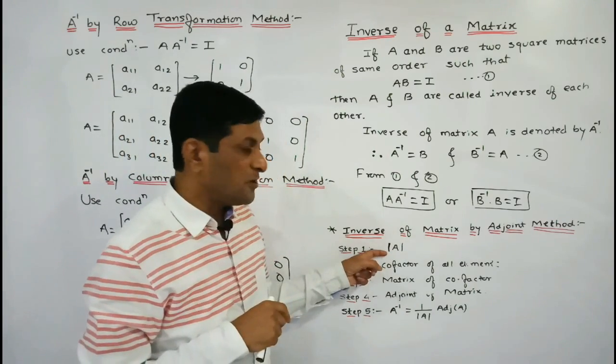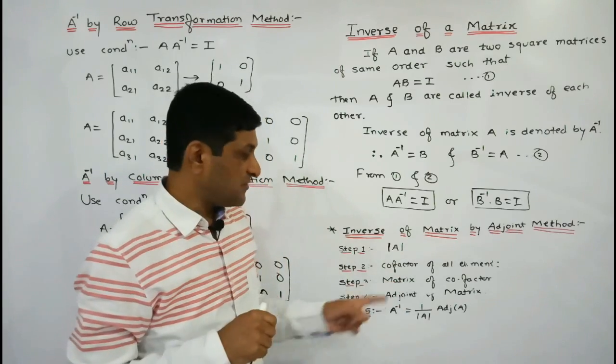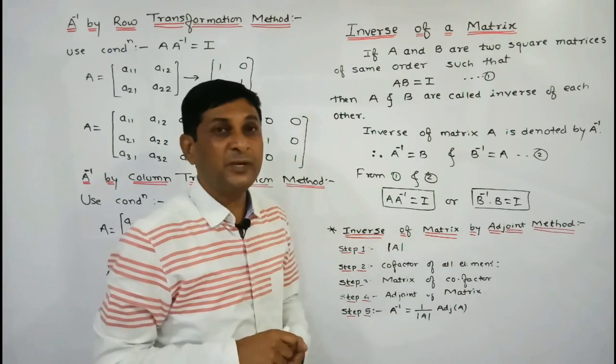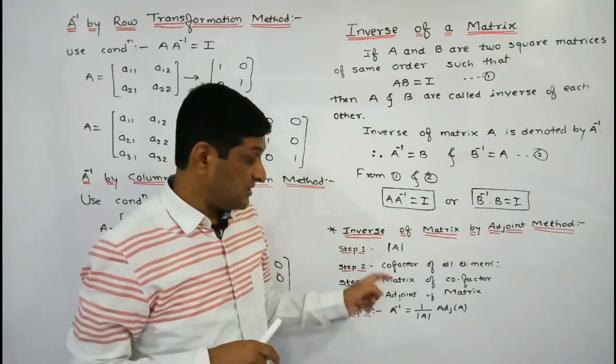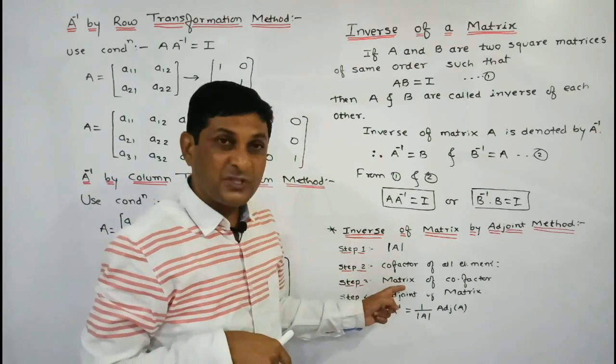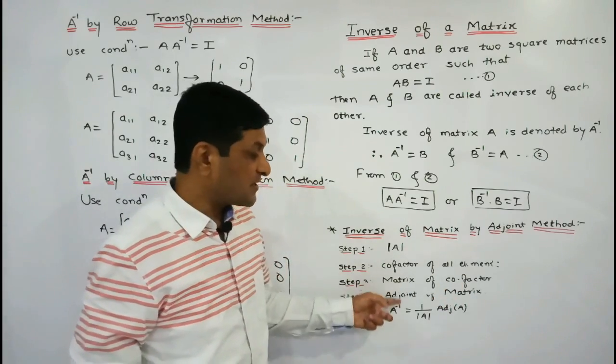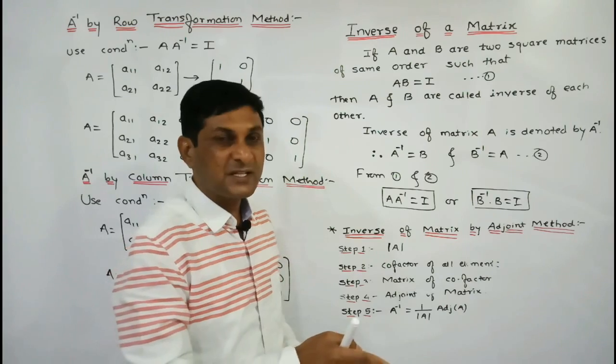So first step, whatever the matrix given to us, find out its determinant. Then second step, find out the cofactor of all the elements of that matrix. Third, once the cofactors are known to us, collect all these cofactors in a matrix which is called the matrix of cofactor. How to find the matrix of cofactor and adjoint, we already discussed in the last video.